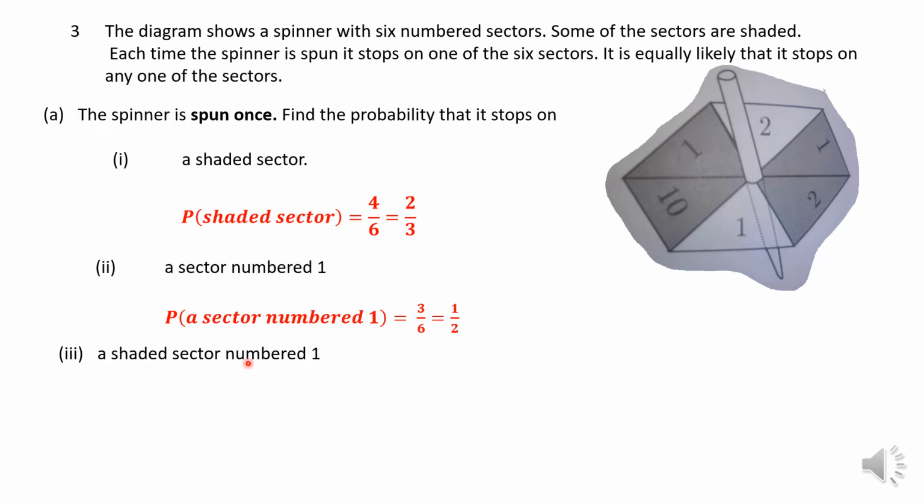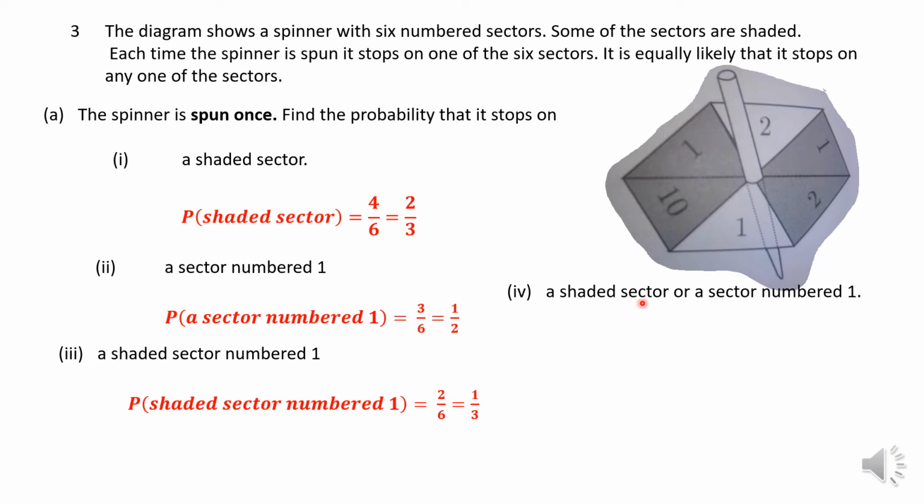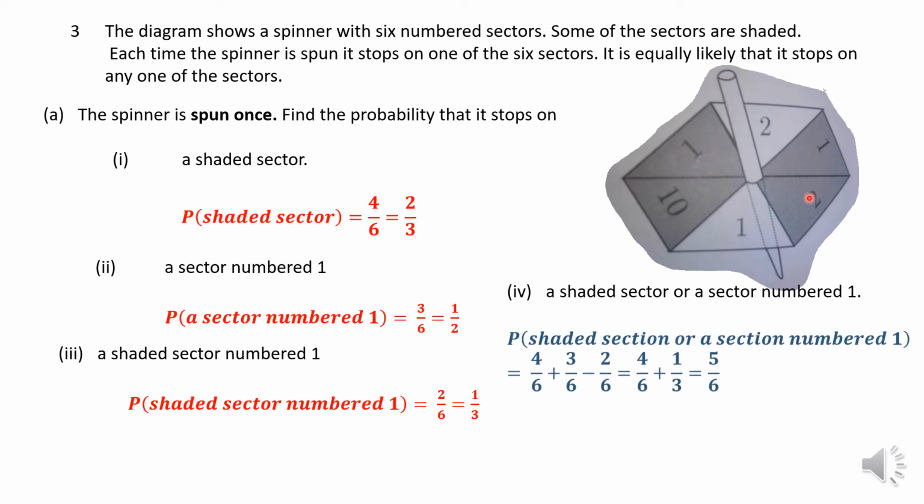The third question here says you are supposed to find the probability that it stops on a shaded sector numbered 1. So there are only 2 shaded sectors out of the 6, and that gives you 1 over 3 as the answer there. A fourth question says find the probability that it stops on a shaded sector or a sector numbered 1. So on a shaded one or on a sector number 1.